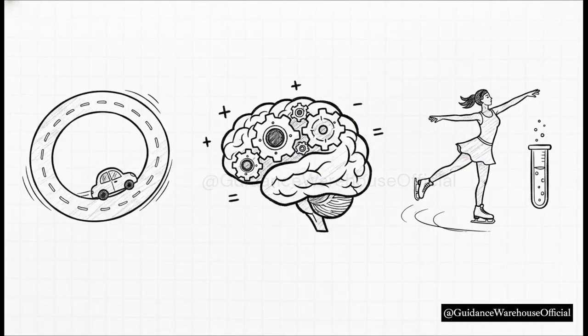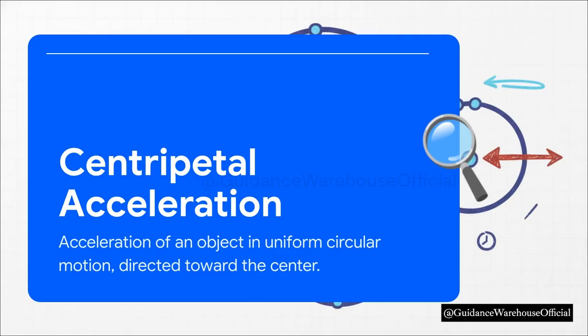By the end of this explainer, we're going to completely unpack this circular motion paradox. We'll look at the two essential formulas you need, how to derive them, and we'll apply them to some truly extreme real-world applications. To solve this paradox, we have to rethink velocity.